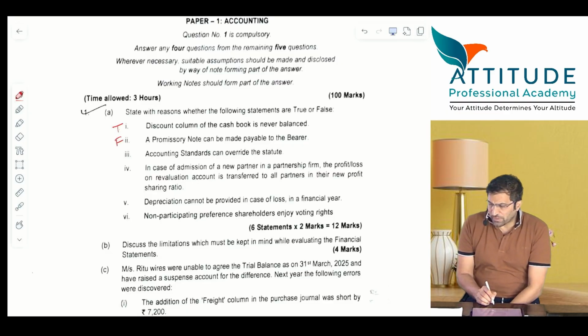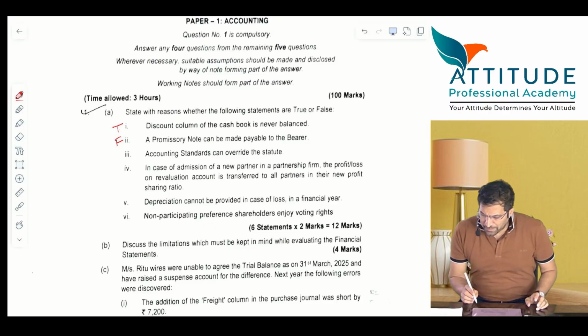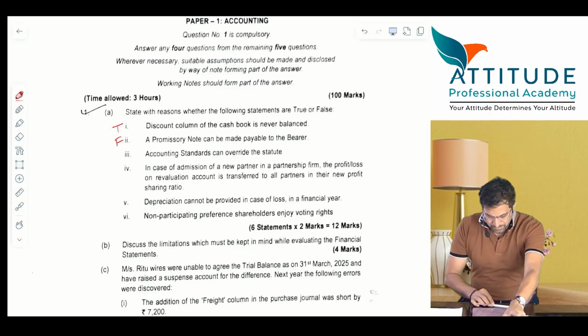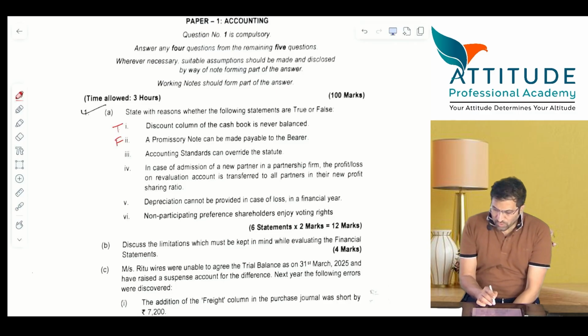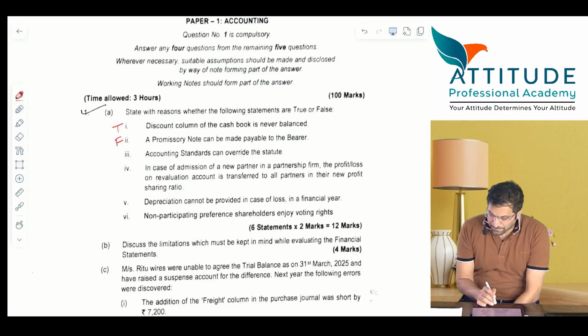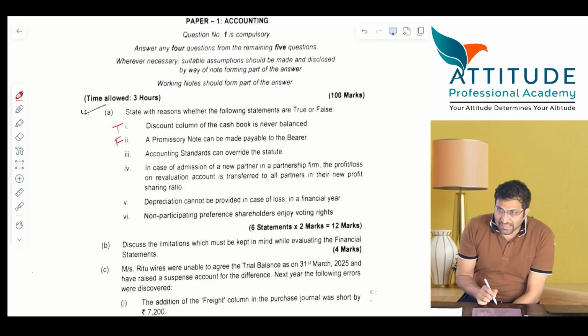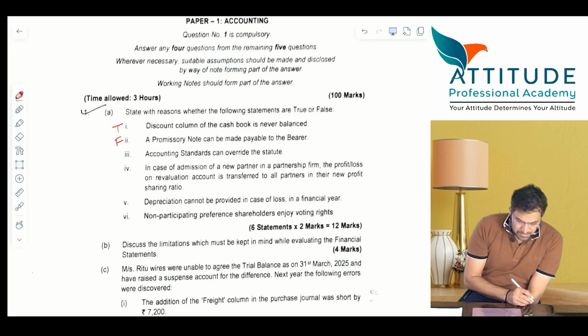A promissory note should not be made payable to a bearer. Promissory note. What have you written? A promissory note should not be made payable to the bearer. The payee must be a certain person. Right there. The payee must be a certain person.